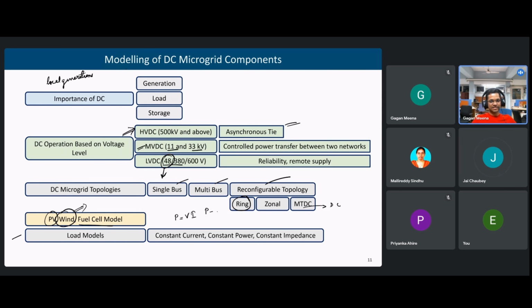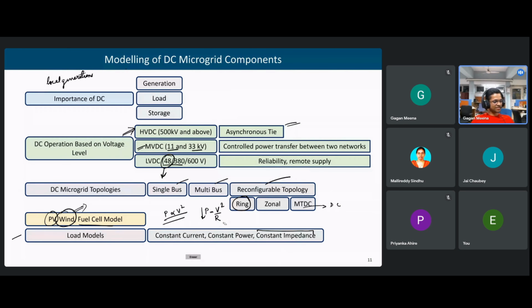Suppose the voltage dips. P is V square by R. R is constant. If voltage increases, power will increase; if voltage reduces, power will reduce. So we can say P is proportional to V square. This is the relation, and resistance is constant here. That is why it falls into this constant impedance category.